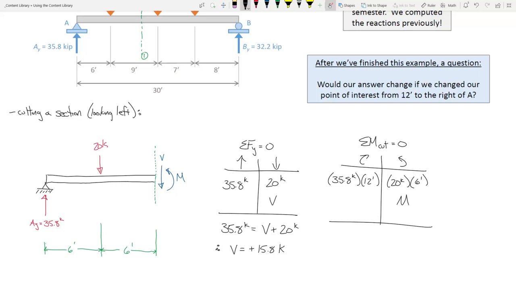So we have 35.8 times 12, which I believe is 429.6 foot-kips, equals M plus 120. So therefore, M is, in this case, also positive, and it is, was that 309.6? And that's it. That's your answer. That's really the skill that I'm trying to cultivate today.